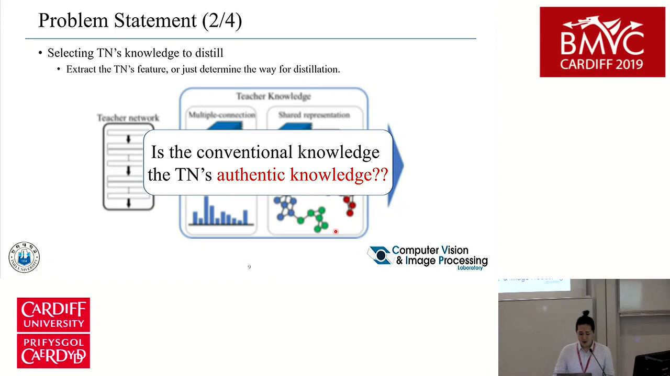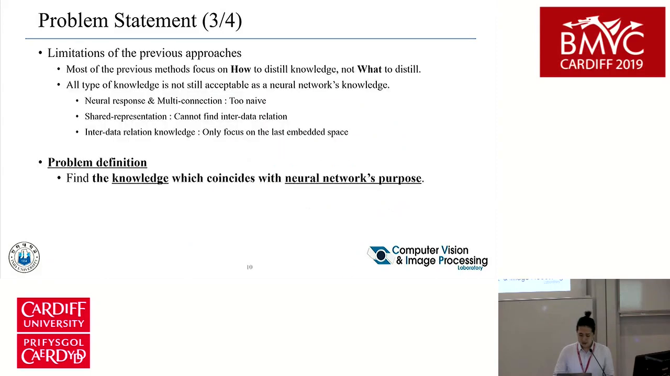However, we had a concern here. Is the conventional knowledge the teacher network's authentic knowledge? Most of the previous methods focus on how to distill knowledge, not what to distill. In the case of neural response, multi-connection, and shared representation knowledge, there is some feature in neural networks and they just try to change the metric or kernel or sensing points and so on. However, there's no asymptotic knowledge which can be used as the neural network's asymptotic knowledge.